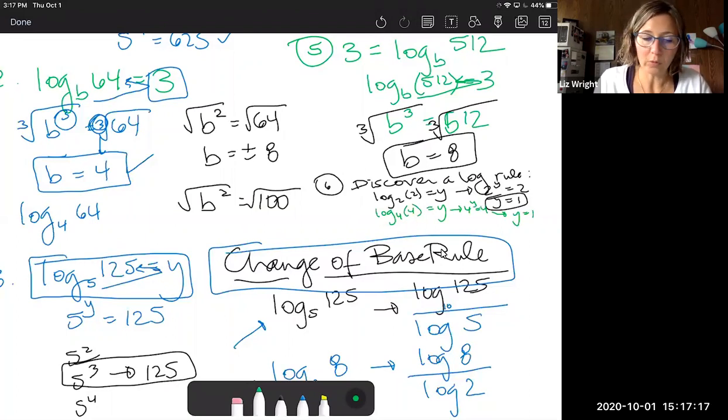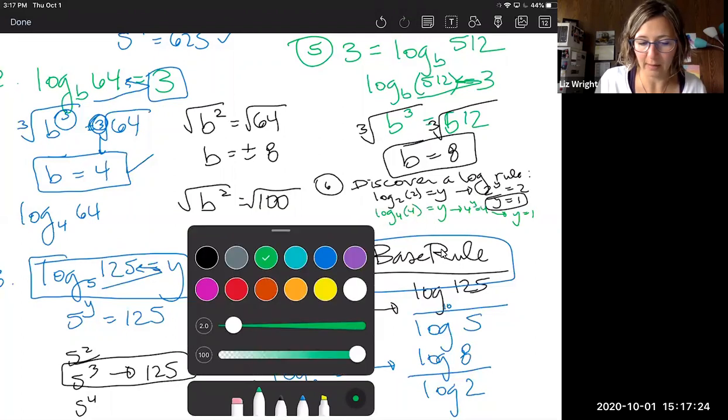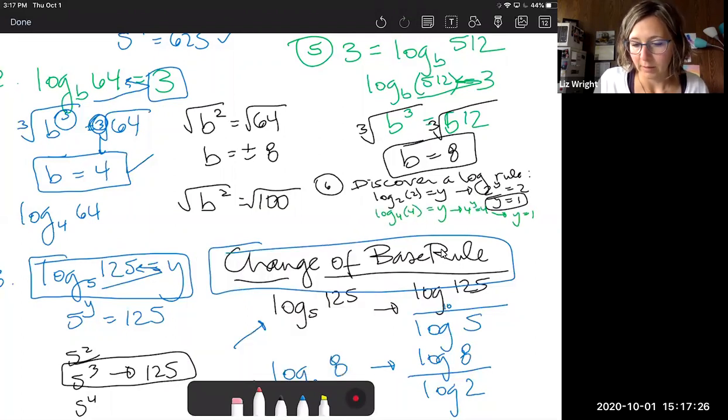So what our rule states is that, here's our rule, I need my red pen. If I have log base b of b, if these match, log base b of b, 100% of the time, it's going to equal 1. So log base b of b is going to equal 1, right? Because b to the 1st power is going to equal what? b. That's our rule.